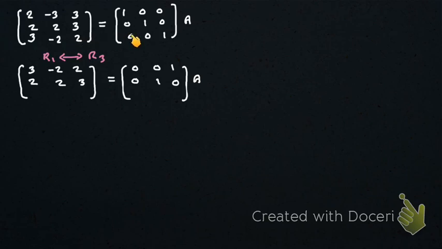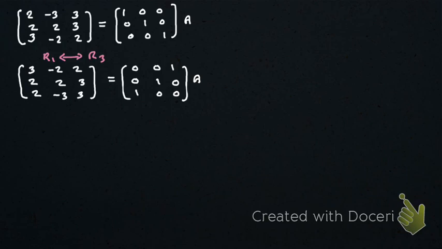See, I took my R3 from here and placed it in the first row's position. I'll take my R1 from there and place it in R3's position. So I interchange between R1 and R3. But still, what am I looking for? I'm trying to make my A11 into 1. I want this element to be 1. In place of 3, it should be 1.